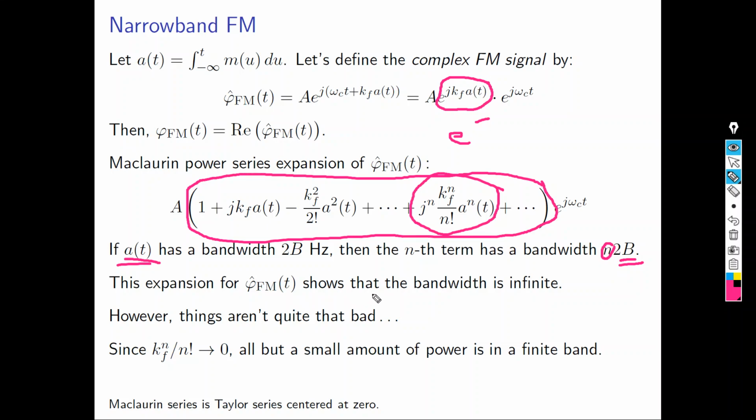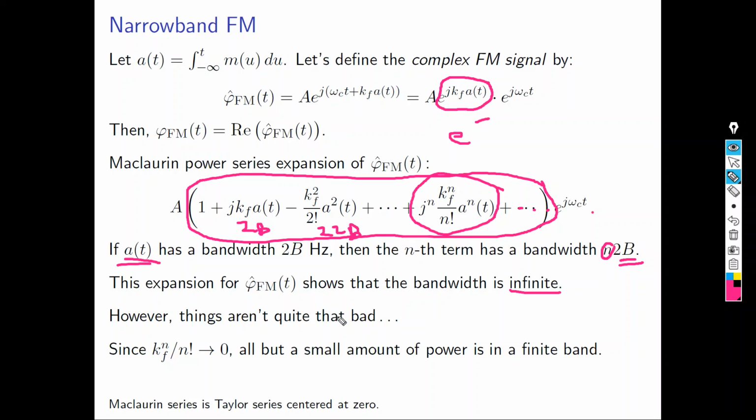This expansion shows that the bandwidth is infinite. It can go to infinity. If the bandwidth of this is 2b, the bandwidth of this is 2 multiplied by 2b, and the one after it, 3 multiplied by 2b, and this one n multiplied by 2b. This expansion goes to infinity, and this means that if you were asked to find the whole bandwidth, the bandwidth would go to infinity as well.